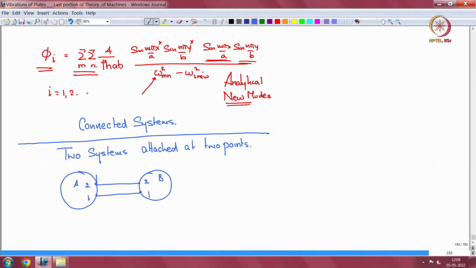As before, there is a force FA2 e to the power j omega t, FA1 e to the power j omega t, and displacements for A and B.